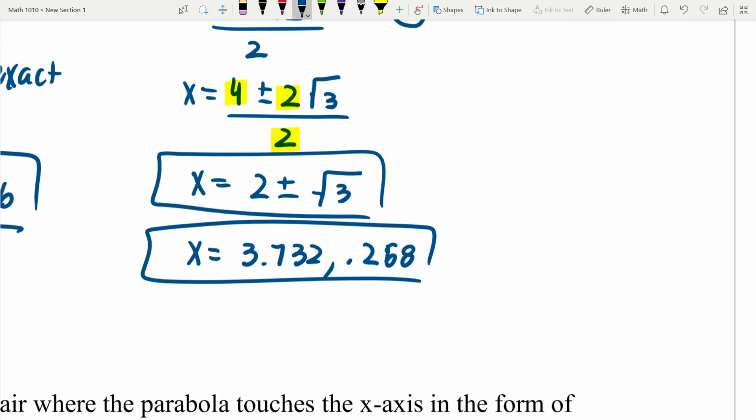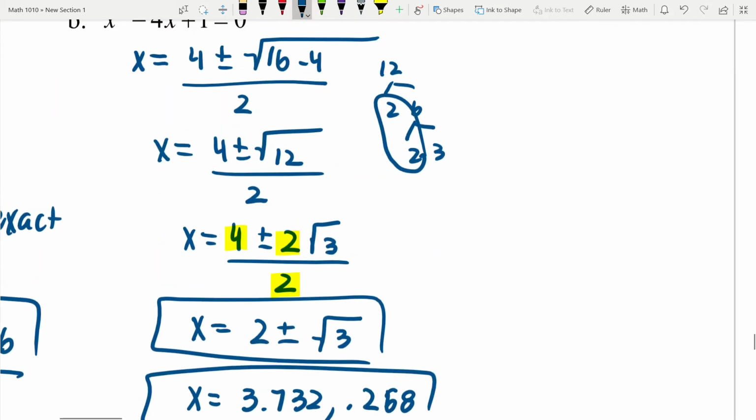Okay, do you still have that 0.268 on your calculator? Who says I've got mine on mine? Raise your hand if you're still on there. Okay, I'm going to show you a trick. Right now, without clearing it, I want you to hit store, enter. So I just stored that answer in my calculator.